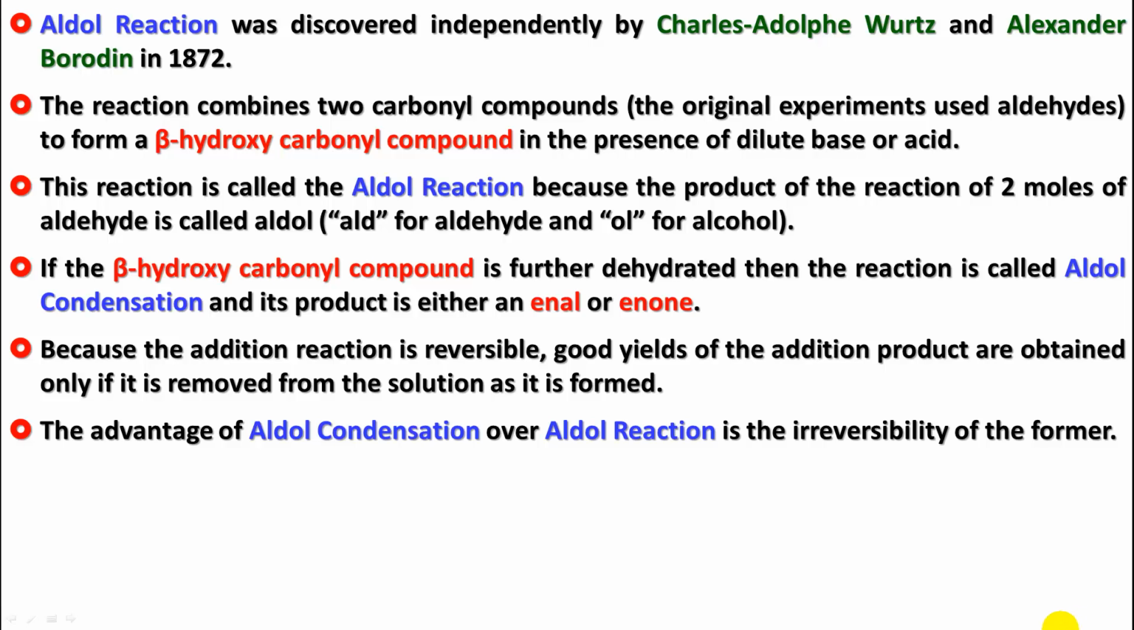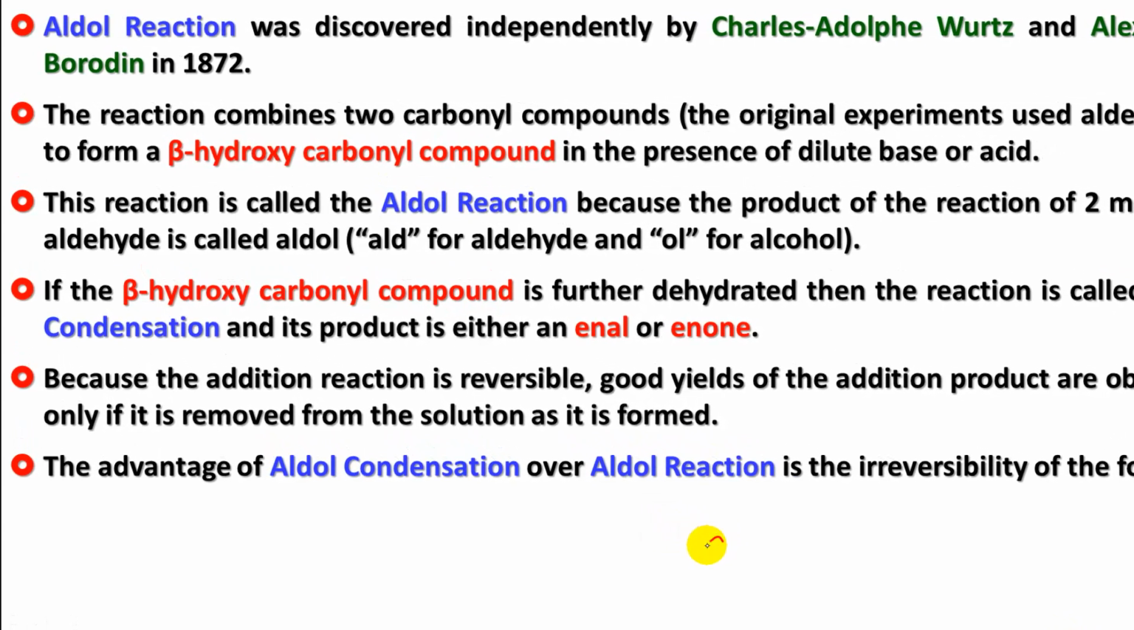So let's understand what is this aldol condensation and aldol reaction. The first criterion for an aldol reaction to happen is that we must have an aldehyde, preferably an aldehyde. You could even have a ketone. So you can have an aldehyde or you can have a ketone. And the other important criterion is it must have alpha hydrogens.